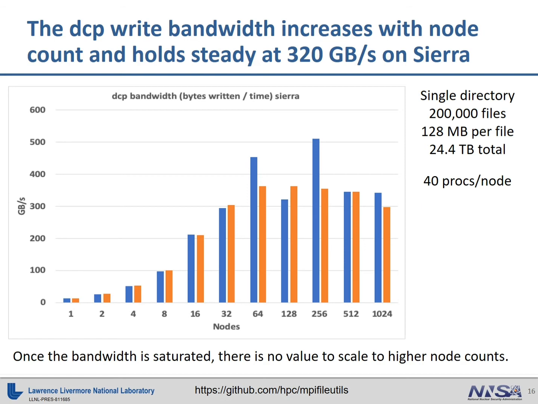And as you can see, the bandwidth scales up nicely until you saturate at 320 gigabytes a second around 64 nodes. It's also nice that it doesn't decline too much as you continue to scale higher. Right? The file system is still delivering that high bandwidth with higher process counts. Though in practice, you're not going to get the job done really any faster with higher node counts because you've already saturated the bandwidth. So once you hit the top of that peak, there's really no value in running the tool on more nodes.